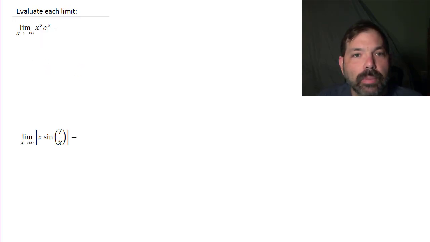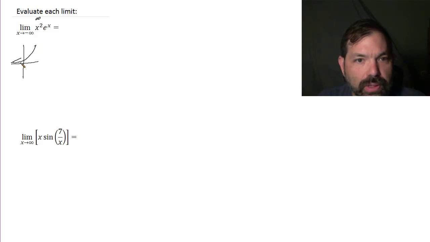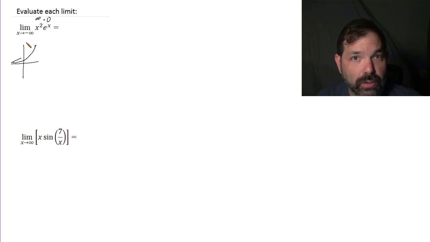All right, let's look at a couple more situations now. Here we're asked to evaluate the limit as x approaches negative infinity of x squared times e to the x. As x approaches negative infinity, x squared goes to infinity. Remember the graph of e to the x: as x approaches negative infinity, e to the x goes to 0. So I have an infinity times 0. This is an indeterminate form.